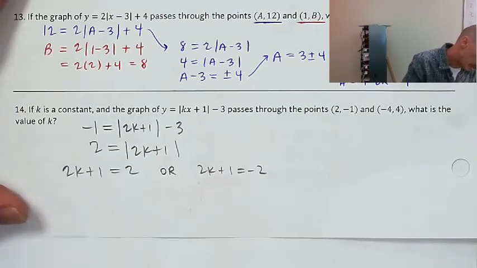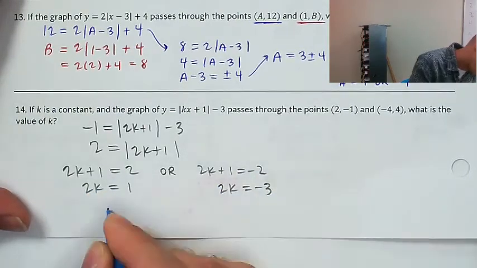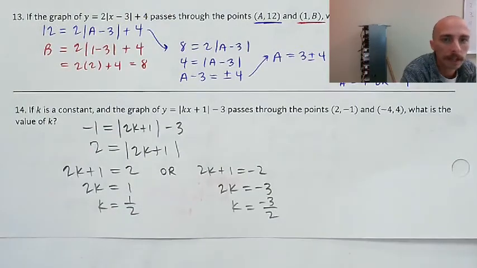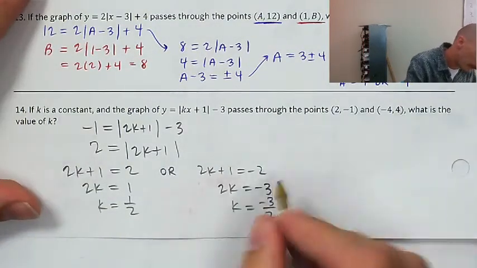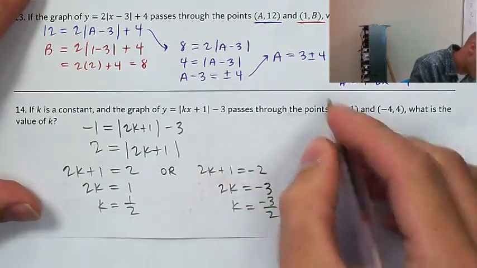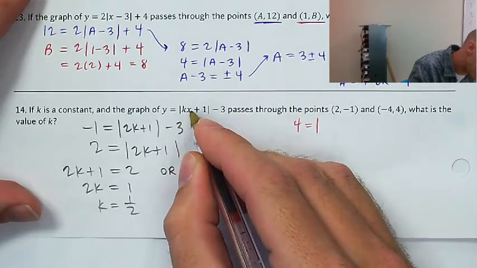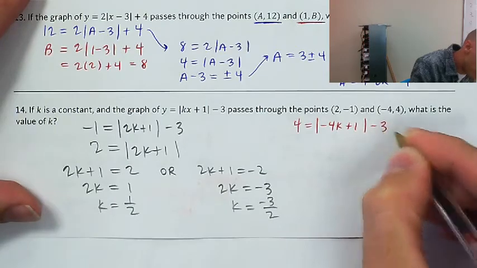Okay. And then I'm going to say, okay, I'm going to subtract 1 from both sides. Subtract 1 from both sides. Divide both sides by 2. Okay. And then I'm going to have to check against negative 4 and 4. So what I'm thinking is, I'm thinking about how I want to do this because I did not think about it before I started working the problem. I think I'm going to plug in negative 4 and 4 into the equation that I'm using to check. And so I'm going to say 4 equals the absolute value of k times negative 4 plus 1 minus 3.